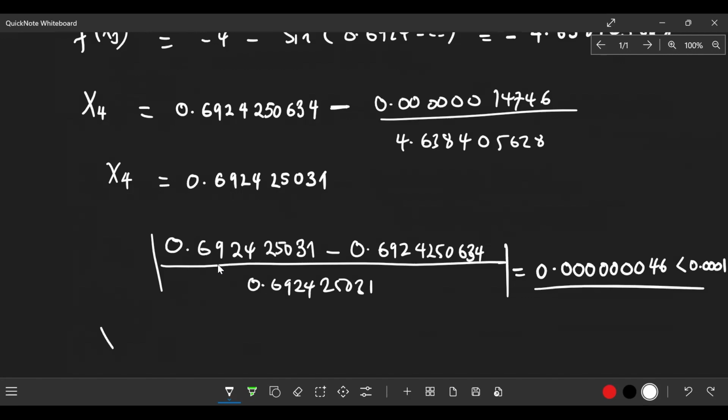Okay, so now what is our solution? It means that our value of x is equal to this guy that gave us that, which is 0.692425031. Okay, that is what we get. Any questions, please? So let's sketch this.